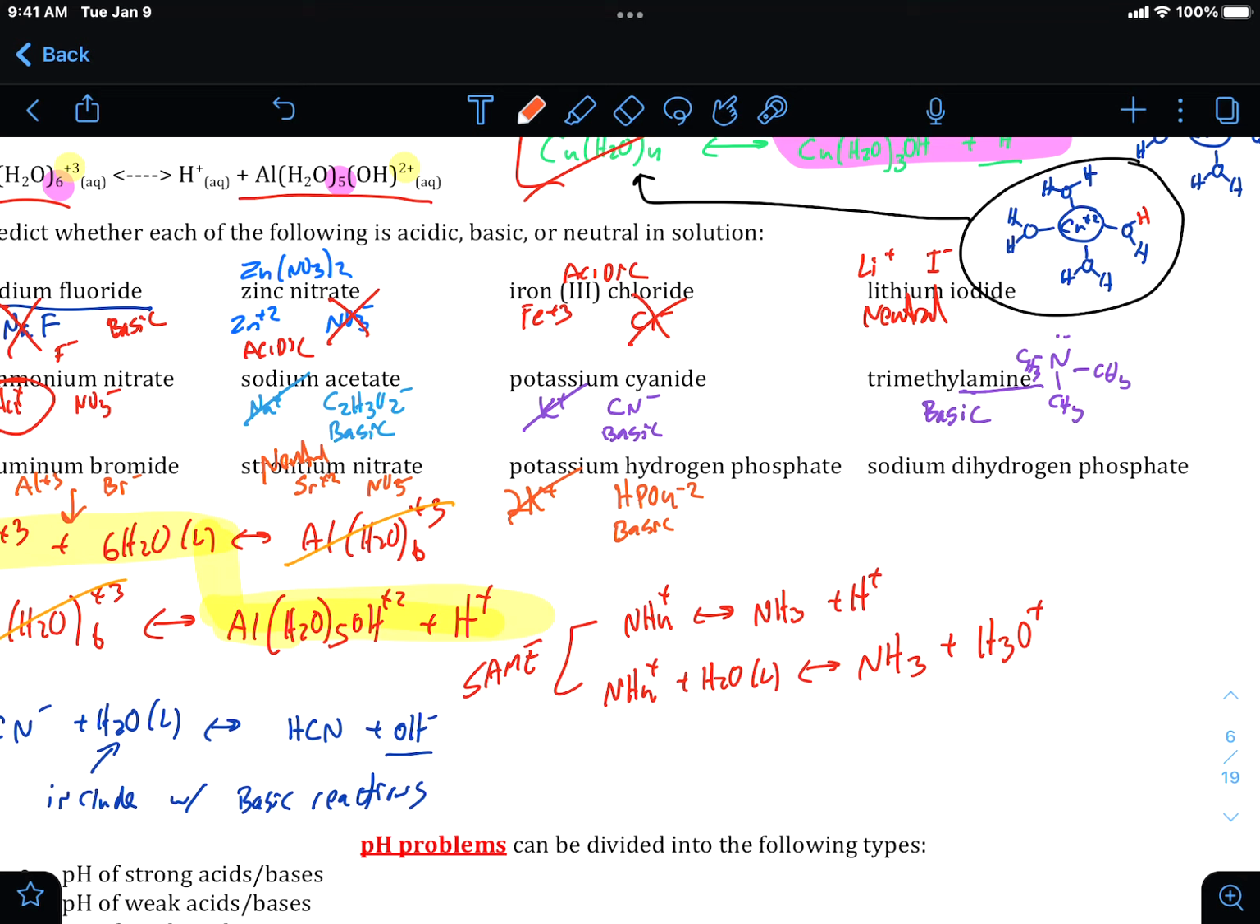And then sodium dihydrogen phosphate. So here's sodium. Dihydrogen phosphate is H2PO4 with a -1 charge. Acidic or basic? I had you asterisk this earlier. Something's weird about this because at first glance it's got a negative charge, and you see a negative charge, you think, oh, basic, but this will actually be acidic. It's a special case.